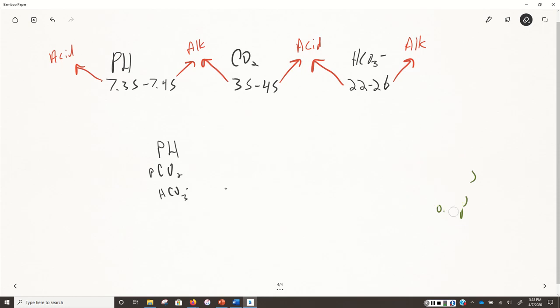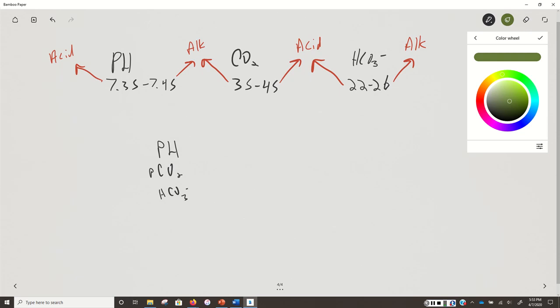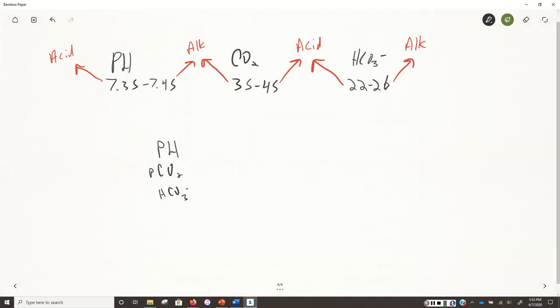And you guys can find several of these online if you want more practice. All you have to do is just Google ABG problems. I'm sure that there are many of them out there.